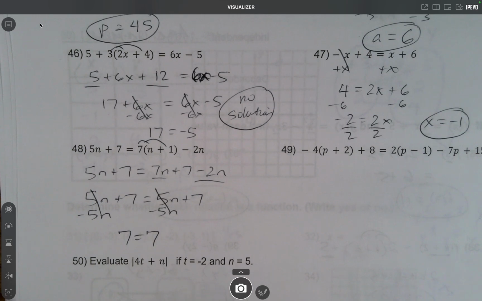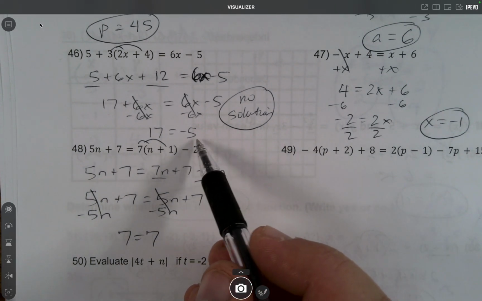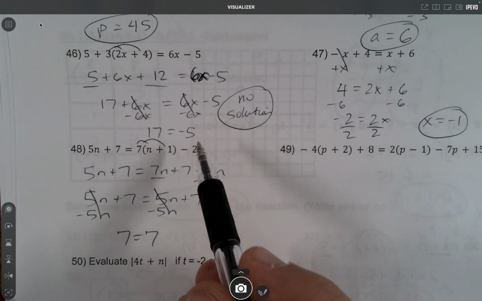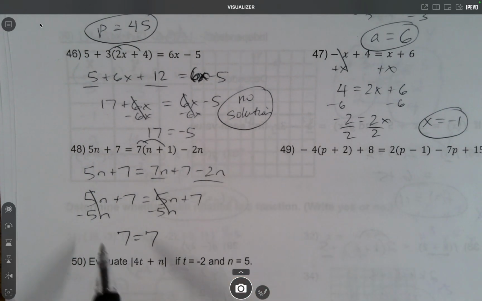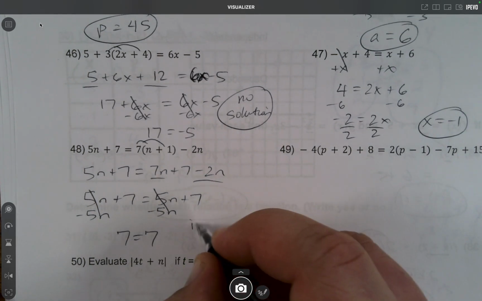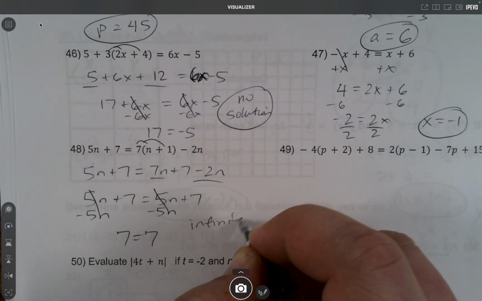But notice the difference between 46 and 48. In 46 we get an untrue statement. 17 does not equal negative 5, ever. So there's no solution. But 7 equals 7 all the time. So when you get a true statement like this, you say it's infinite solutions.